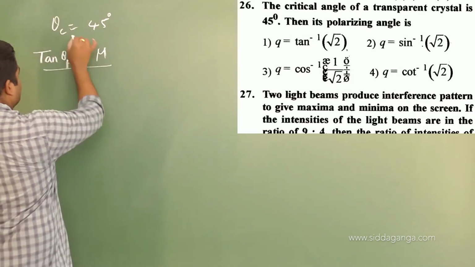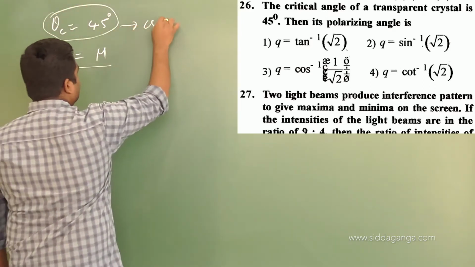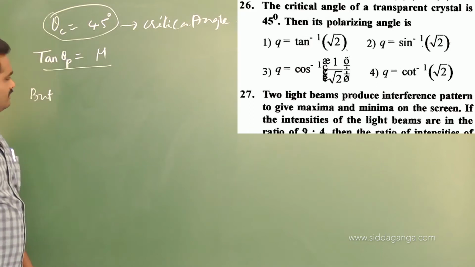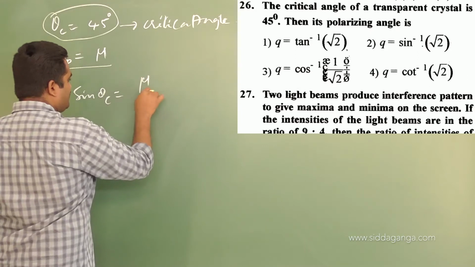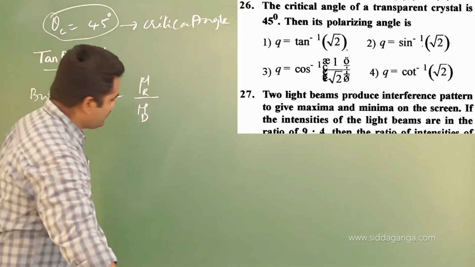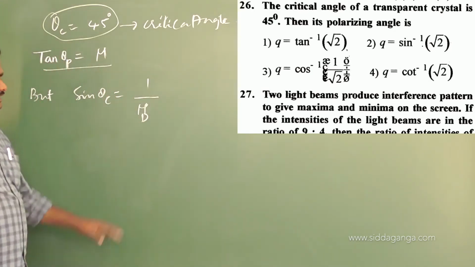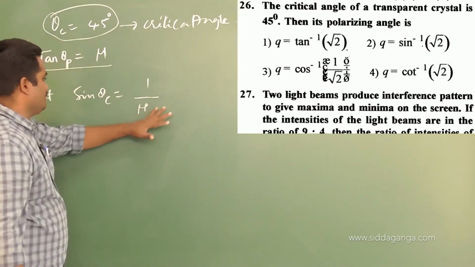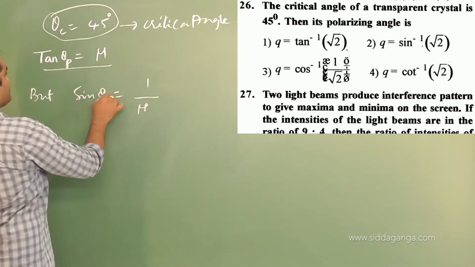So taking this into consideration, you have the critical angle. What is the formula for the critical angle? sin theta c equals the refractive index of the rarer medium by the refractive index of the denser medium. This is the formula we have learned for the critical angle. Generally, if it is air or vacuum, then it equals 1 over the refractive index of the denser medium. So we need to find the value. I'll say mu is the refractive index of the transparent medium, which we need to find out.